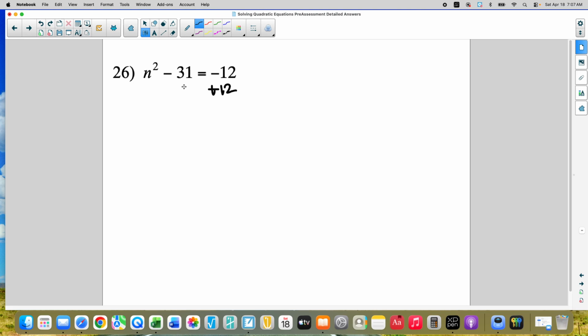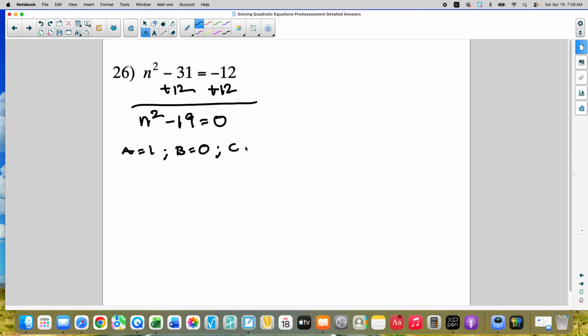Ooh, I like this. Set it equal to 0. This is a good one. Minus, what's that, 19? Ooh, 19, really? Yeah, 19. Okay, what's my A value? My A value is 1. What's my B value? My B value is 0. There is no B. B is the coefficient of our linear term, our n. There is no n. And then my C value is negative 19.